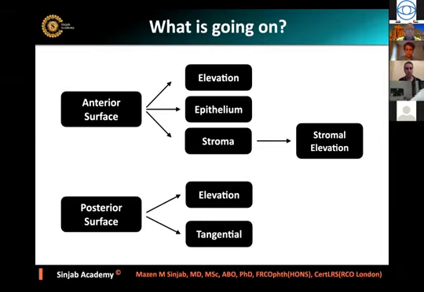For the anterior surface, we have to study the elevation, we have to study the epithelium, and we have to study the stromal elevation. And we have to study the posterior surface by using both the posterior elevation map and the posterior tangential map. We will see why we should always look at the tangential map. It is not adequate to depend on the posterior elevation map.